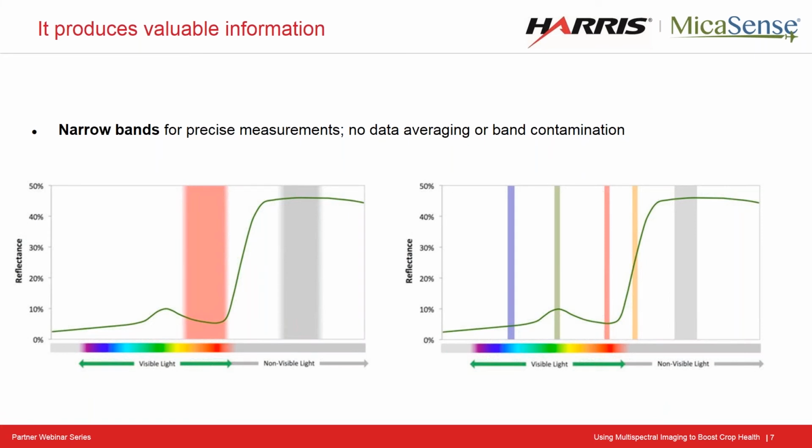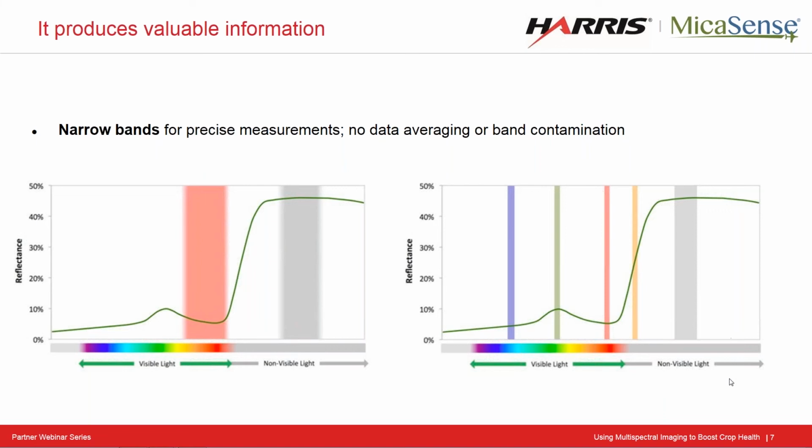So on the right-hand side of the screen, we've got a graph that's showing you percentage reflectance on the y-axis from 0 to 50%. On the x-axis, we've got a portion of the light spectrum. We've got the visible light portion of the spectrum, and then we've got non-visible light on the x-axis. Inside of that graph is a green line that represents the reflectance of a typical plant.